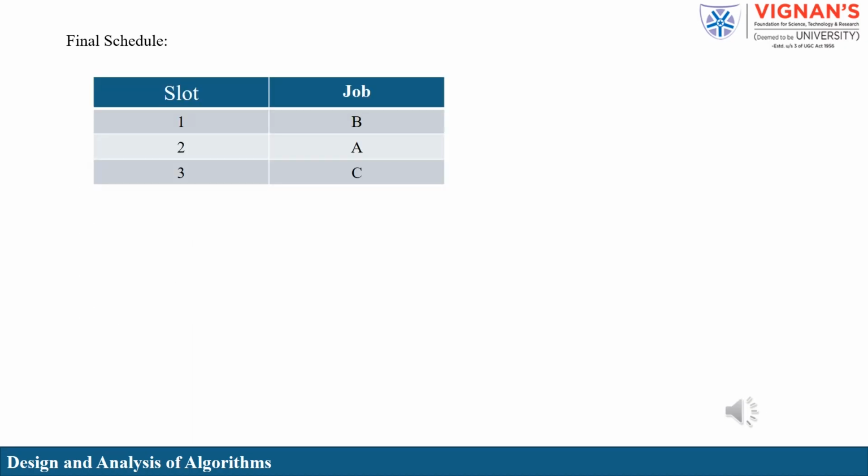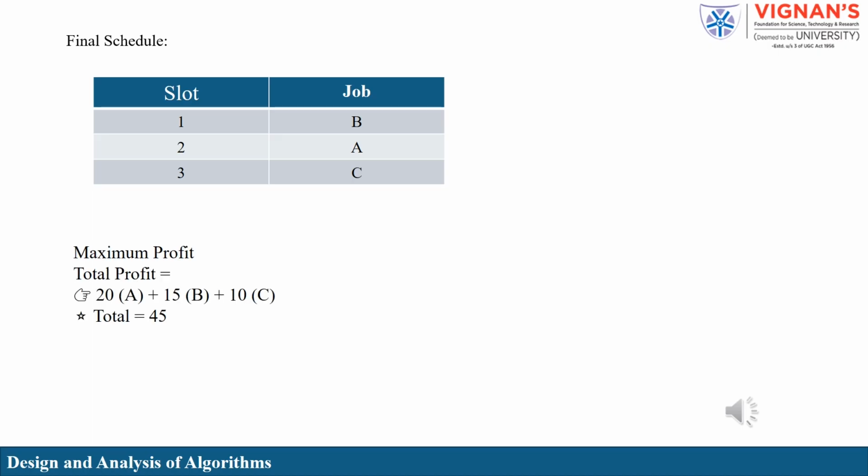Final schedule, brief script. After scheduling all possible jobs, the final slots look like this. Slot 1, job B. Slot 2, job A. Slot 3, job C. These jobs fit within their deadlines and give the highest possible profit.